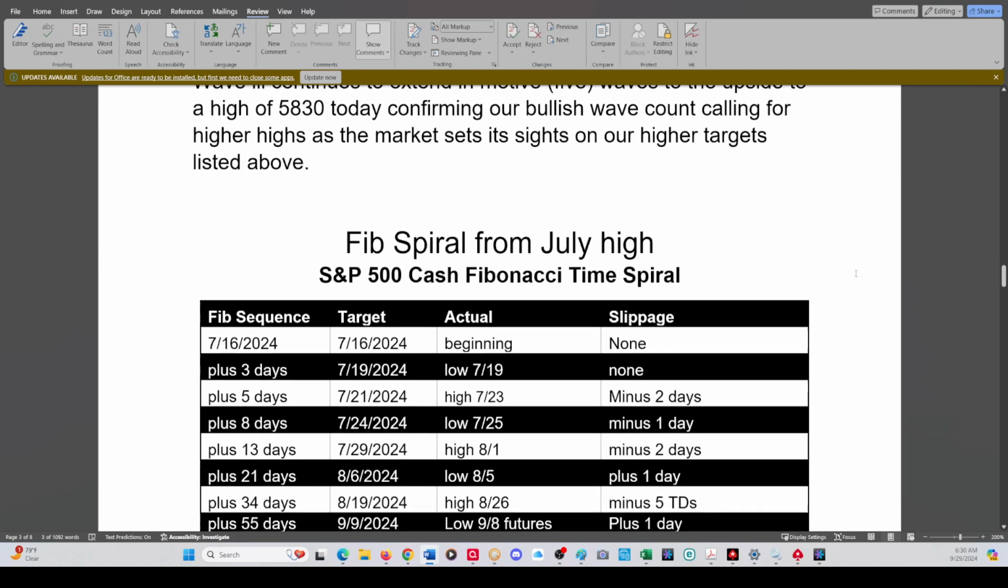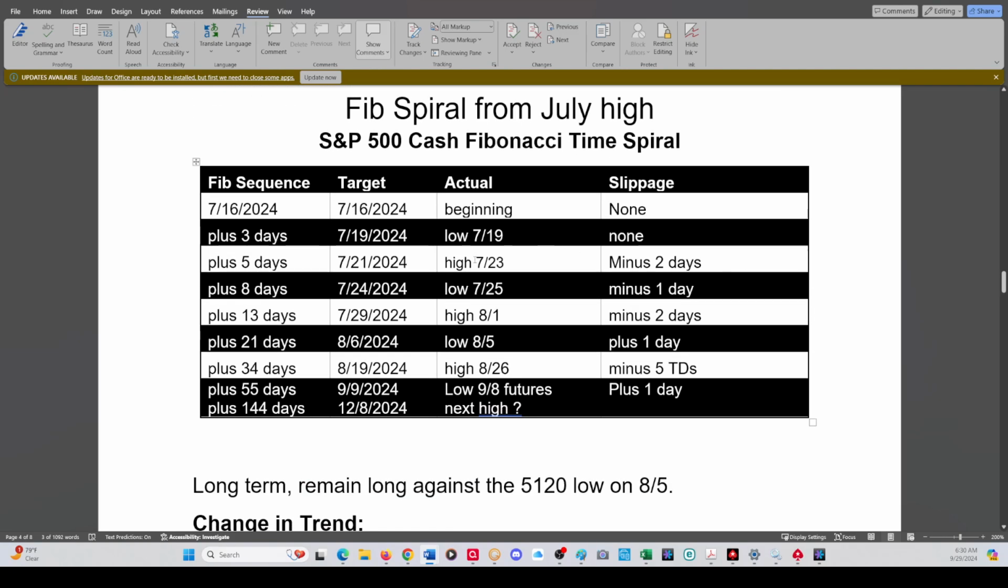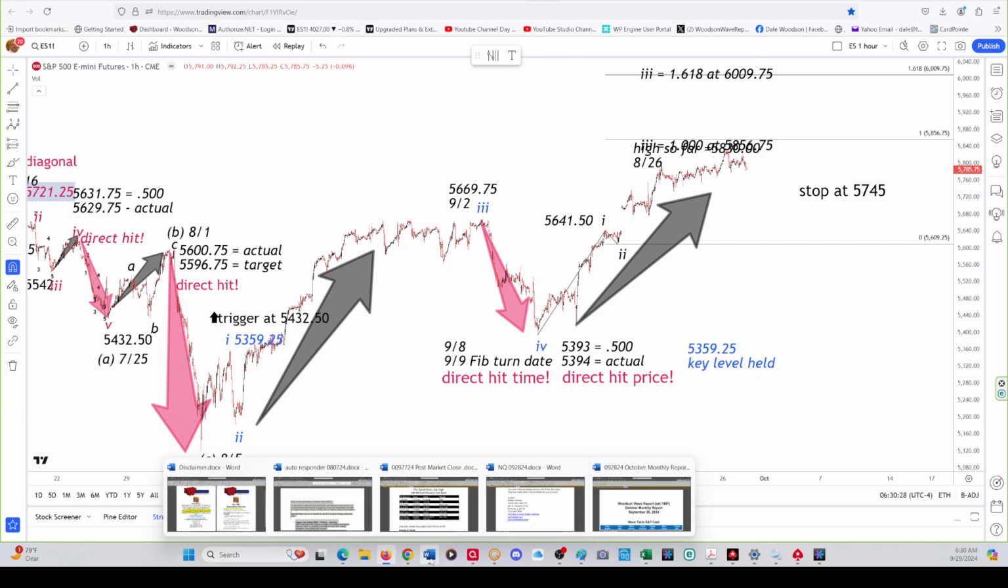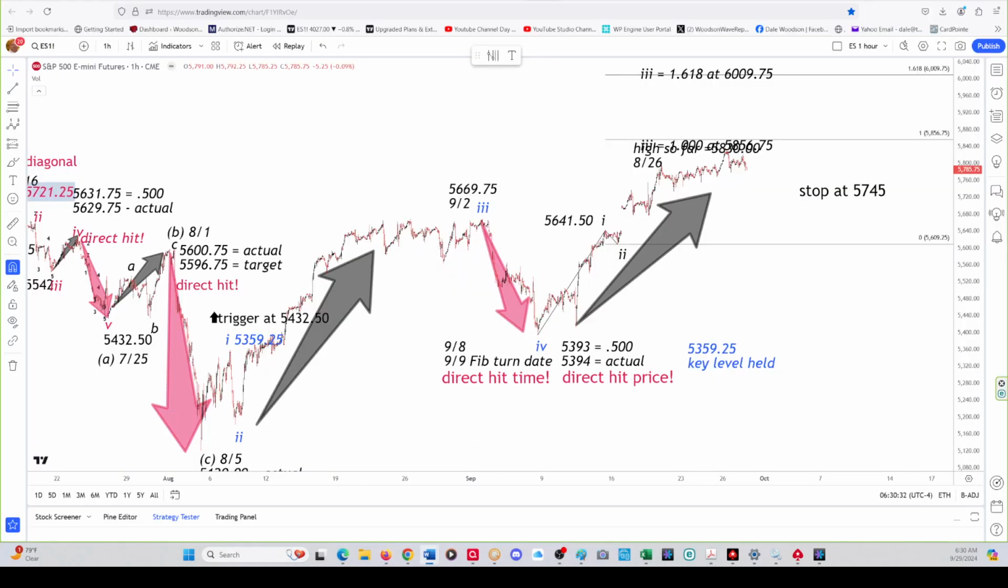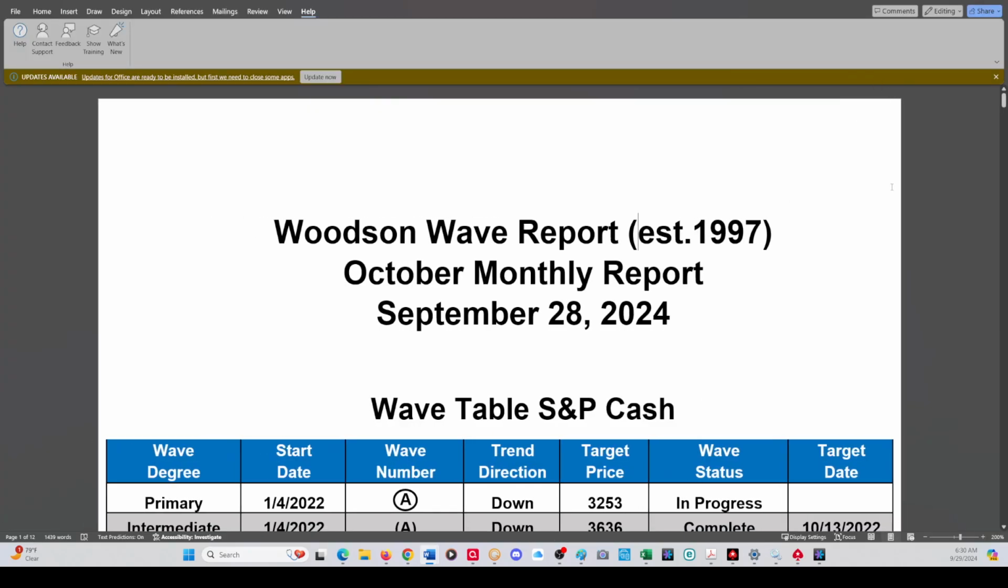And here's our Fibonacci time spiral, which is calling alternating low, high, low, high, low, high, low. Next turn day is 12/8. We'll see how that works out. We can get into that when we get into the monthly with the S&P cash, which I think we'll do right now. We'll get into that October monthly report that we put out. Bring that over. Here we go.